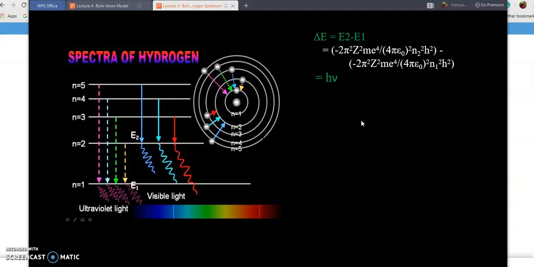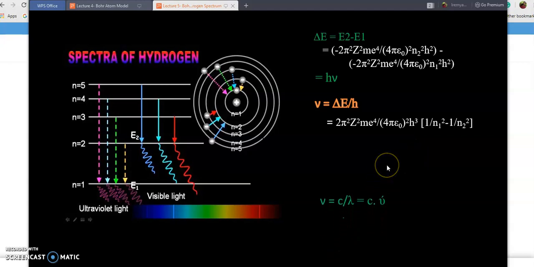If nu is the frequency of the spectral line, then nu equals delta E by h, and substituting delta E, we will have the equation for the frequency as this. Since these terms are the common factor, we are taking them outside, and in brackets we have only 1 by n1 square minus 1 by n2 square.